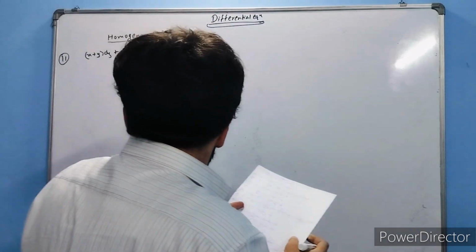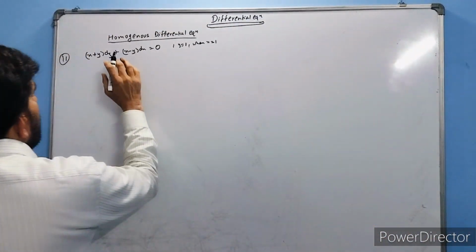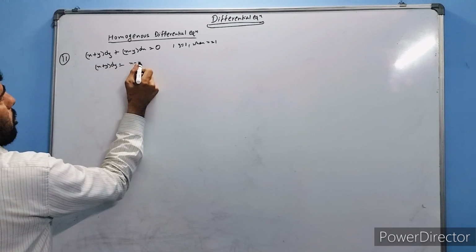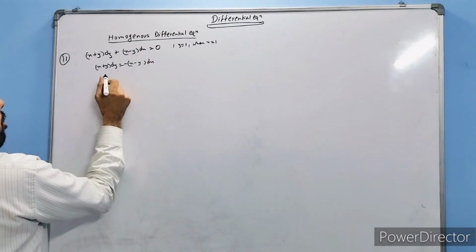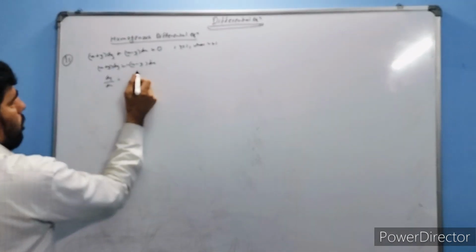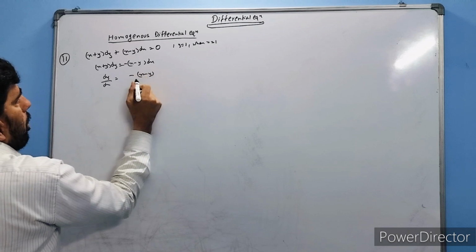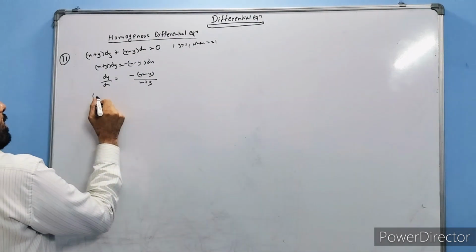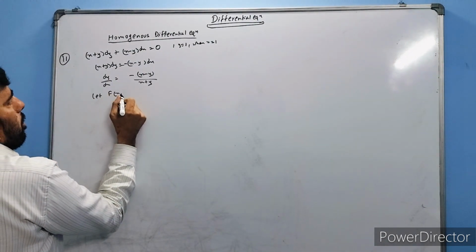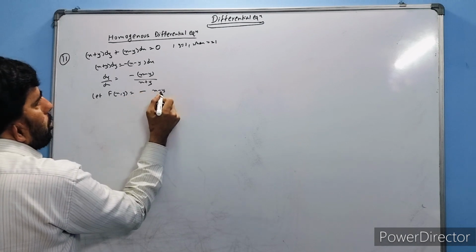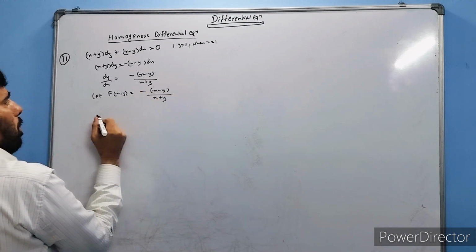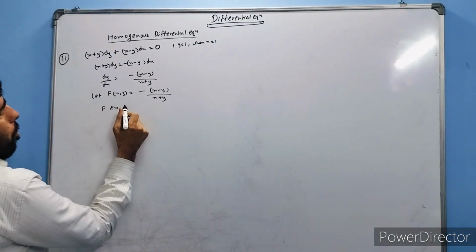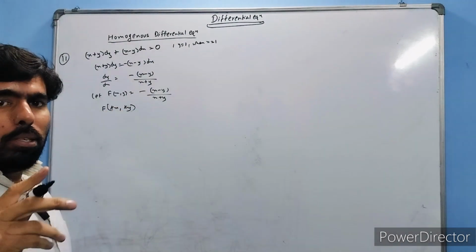Okay, so now what we can do here, we can take this side, (x plus y) dy is equal to (x minus y) dx. So now dy upon dx, we have minus (x minus y) upon (x plus y). So now let f(x, y) is equal to minus (x minus y) upon (x plus y). Let us replace x and y by kx and ky so that you can easily know whether it is a homogeneous equation or not.